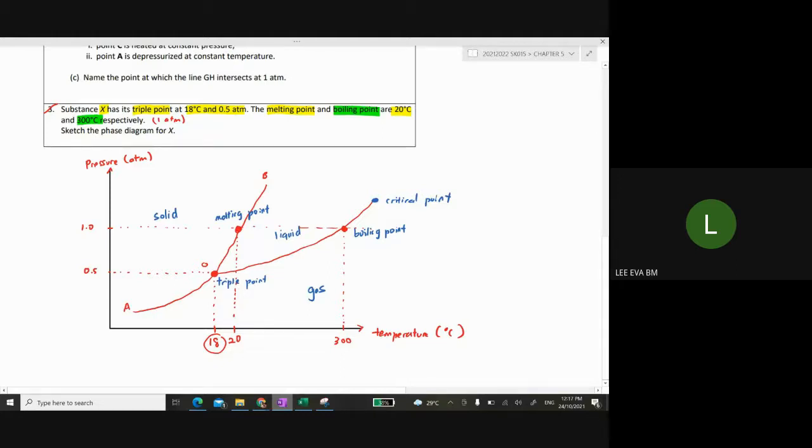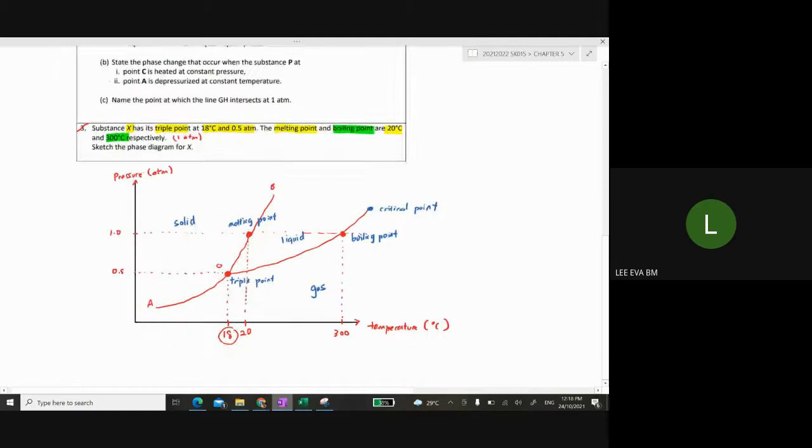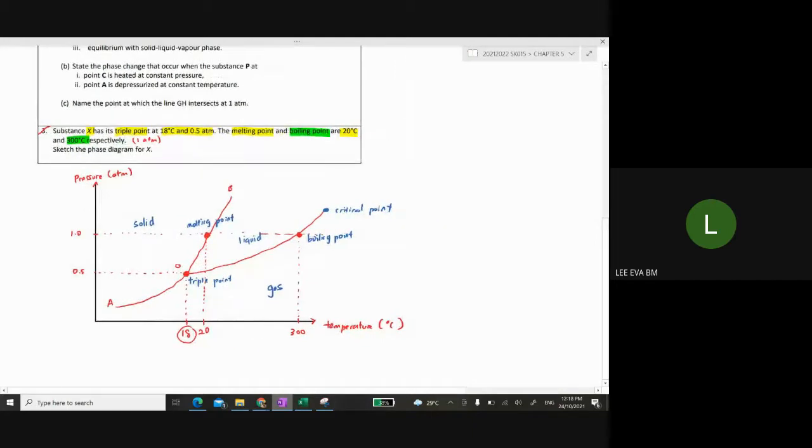Okay, so here you go. You have a phase diagram sketched from scratch. That means you sketch according to the points given, according to the information given. So this is the phase diagram of your substance X. Can you guess what substance X is? Give an example. Either CO2 or any other common substance.